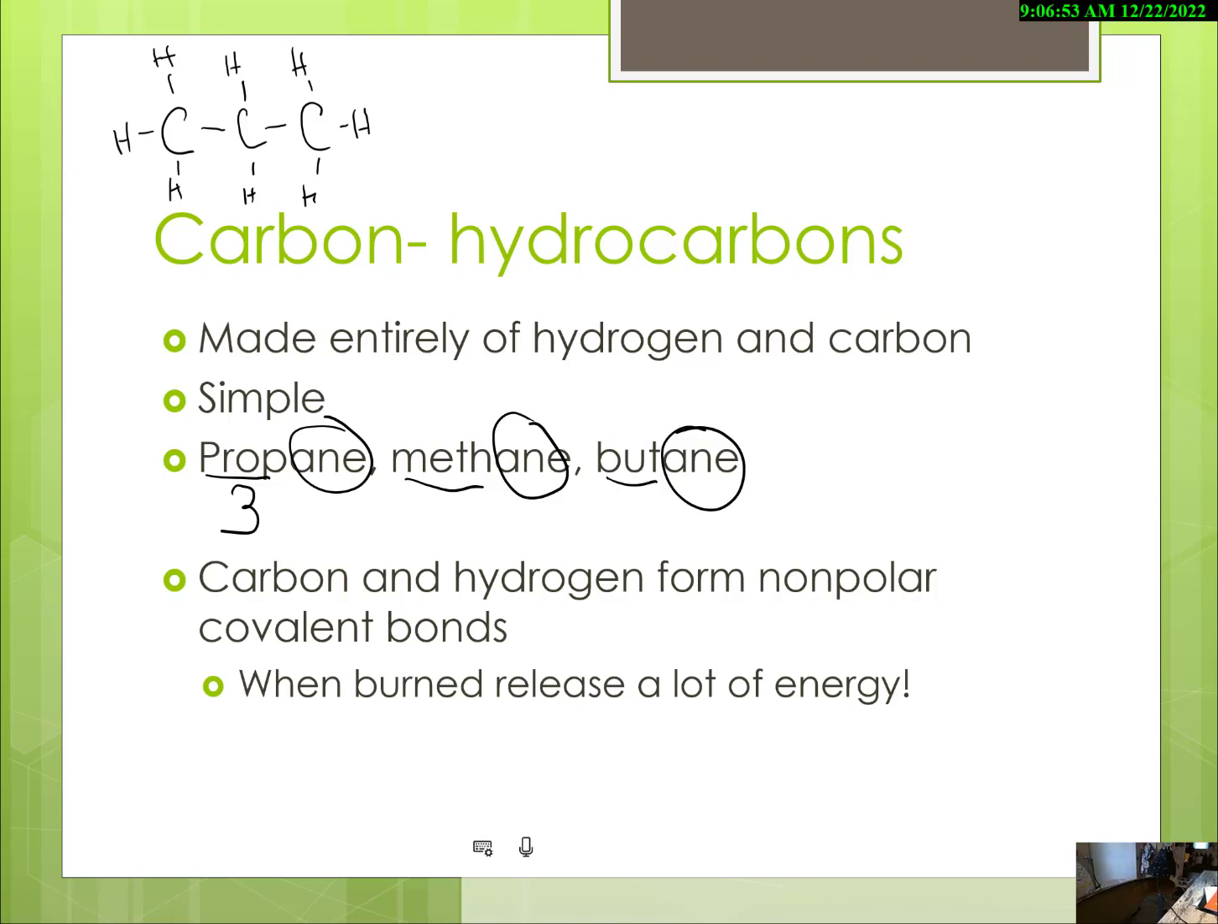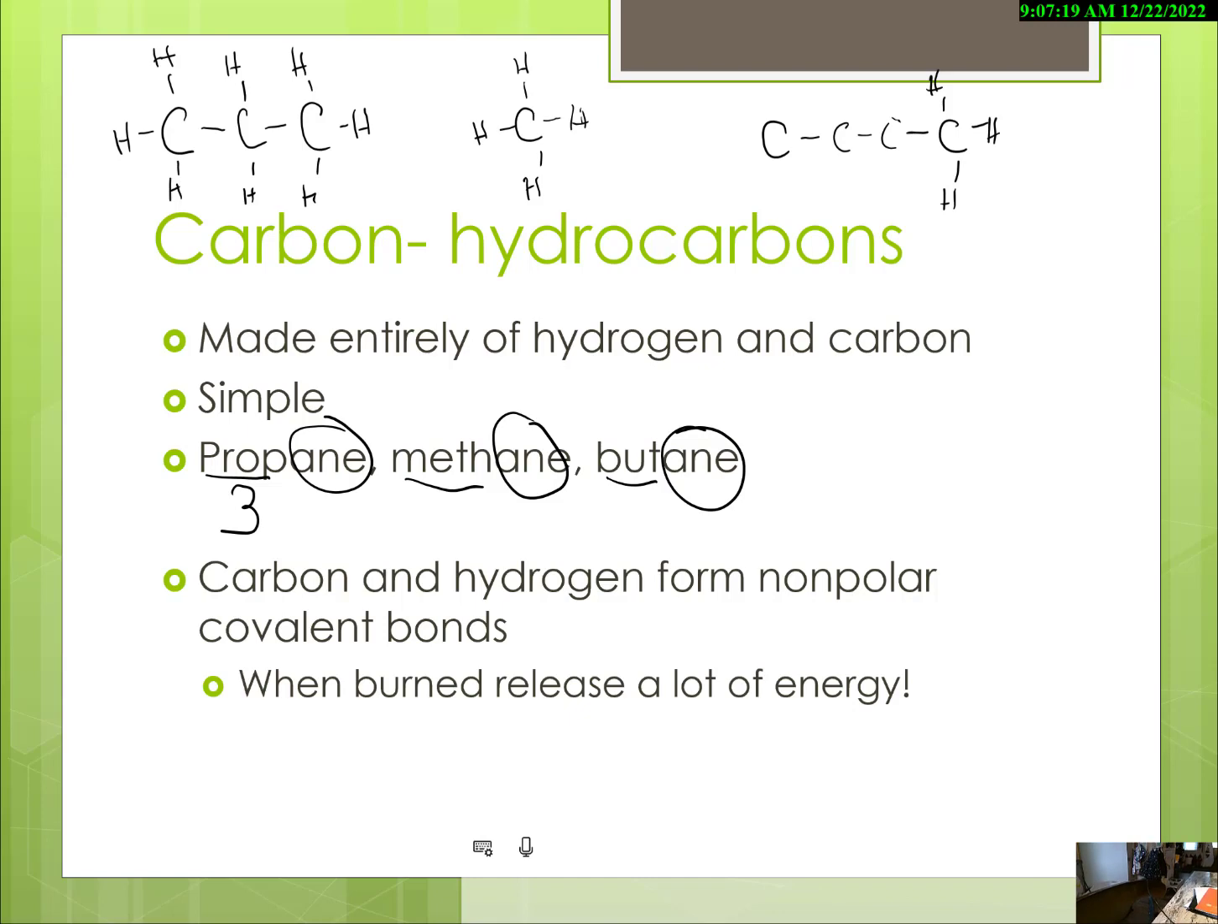Meth means 1. I drew that out a moment ago, where we've only got 1 carbon. So here's methane again. But means 4. 1, 2, 3, 4. And so this is what butane would look like.